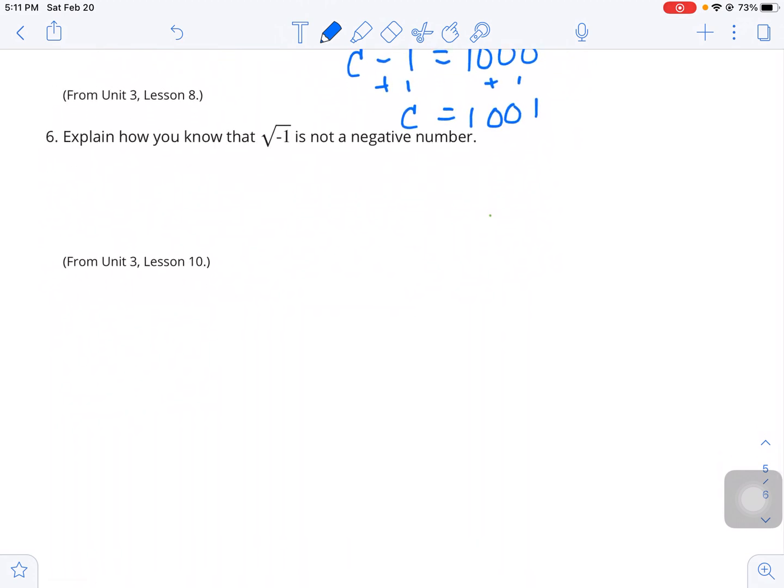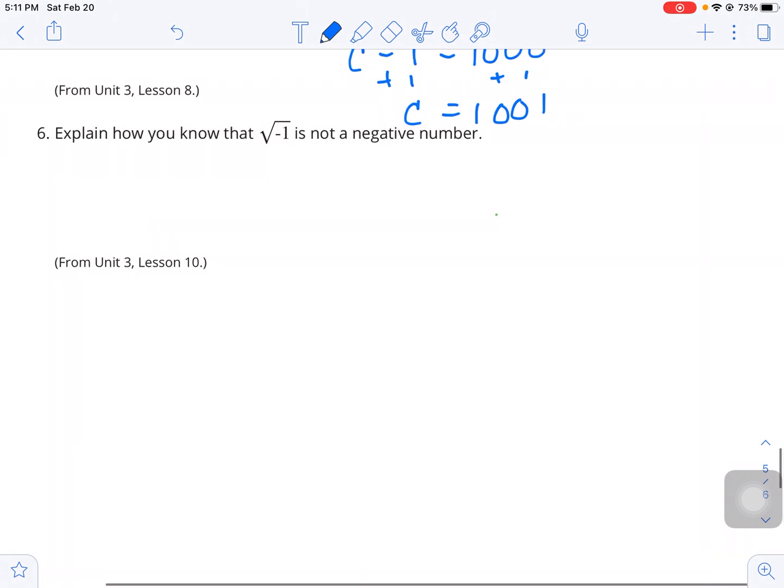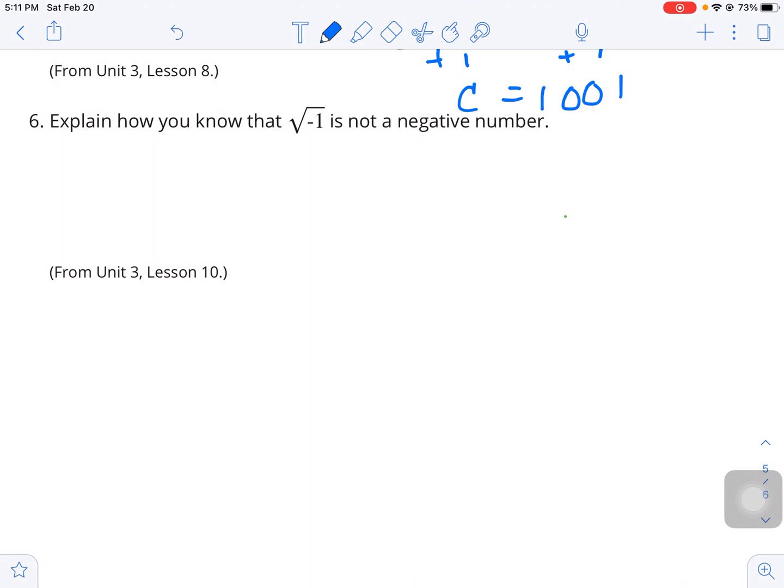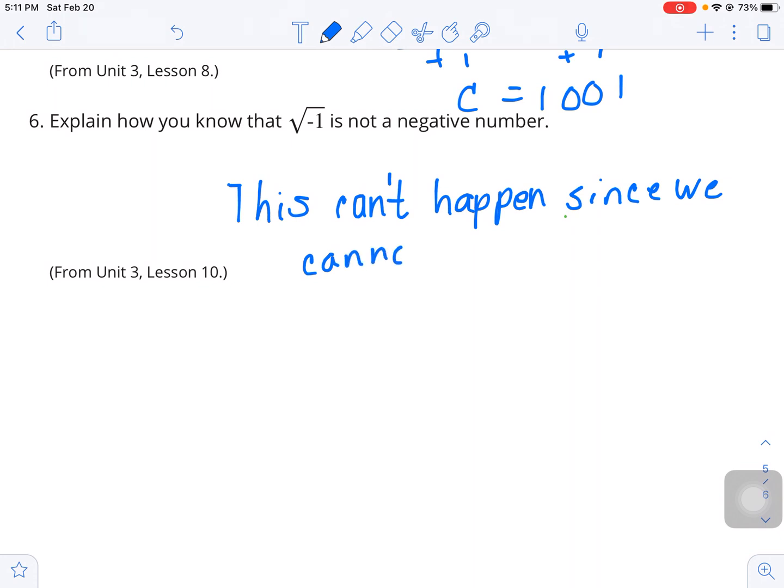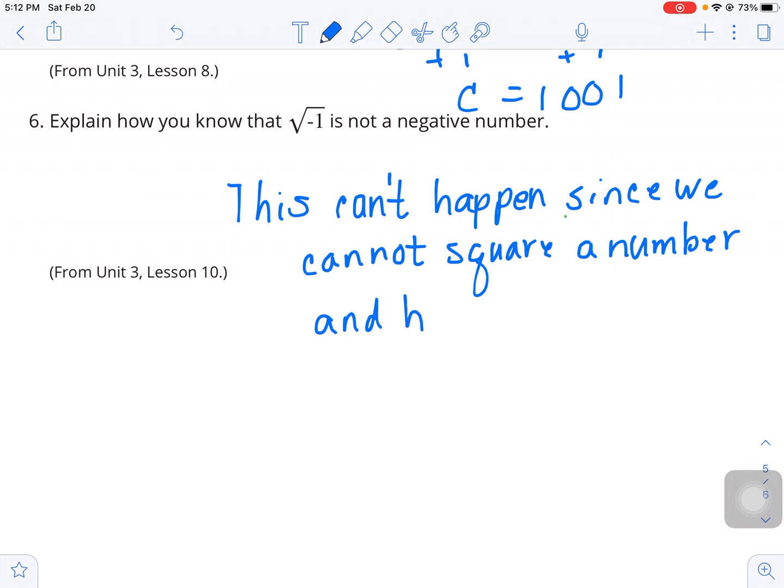Number 6, explain how you know that the square root of negative 1 is not a negative number. When we take the square root, we're saying that we're squaring a number and getting a negative number. So this can't happen, since we cannot square a number and have it, let's just say, with a negative result.